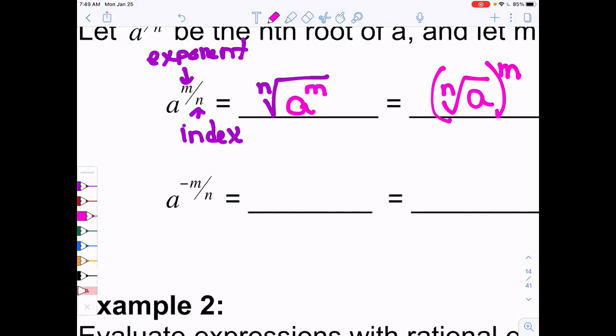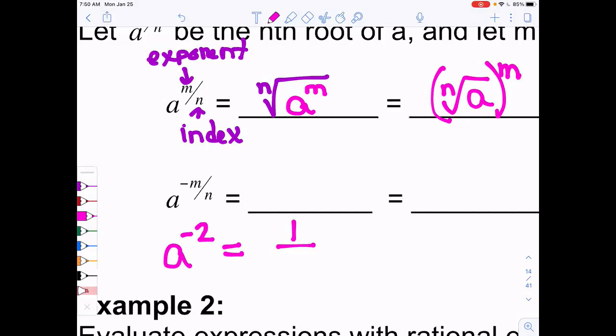Now, the next one has a negative value. So we have a to the negative m over n. Just a little reminder, what happens if you had a to the negative 2? When we had a negative exponent in chapter 5, what did a negative exponent do? How did it change? How did it simplify? Does anybody remember at home? How did you simplify a to the negative 2? Faith, do you remember? Close. You put it as 1 over.